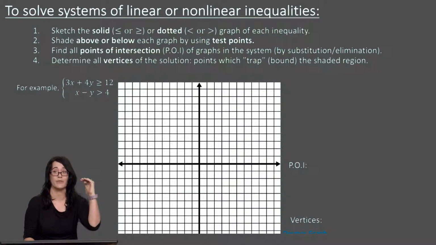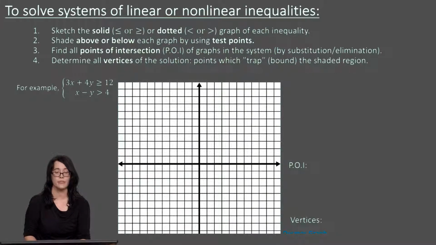So I've listed those as your 4 points, and let's look at an example of each of those 4 points with our first problem. We have 3x plus 4y is greater than or equal to 12, and x minus y is greater than 4. Another way of saying this is you're trying to satisfy both constraints at the same time. So what x and y values would do that?